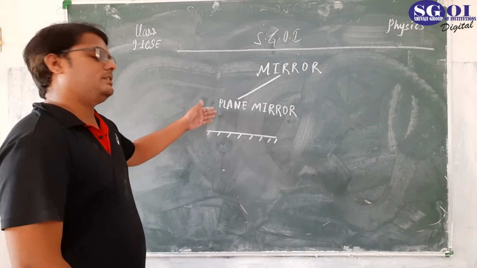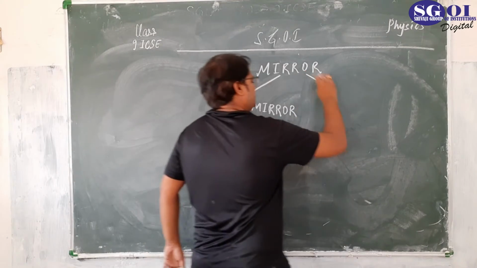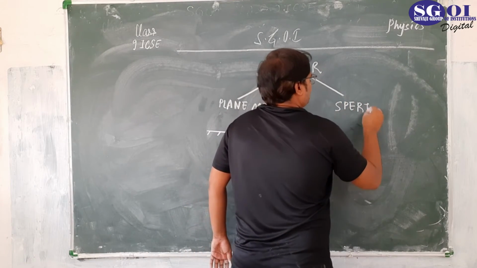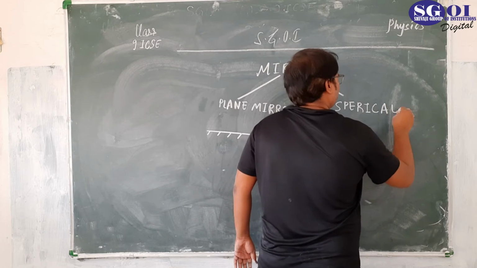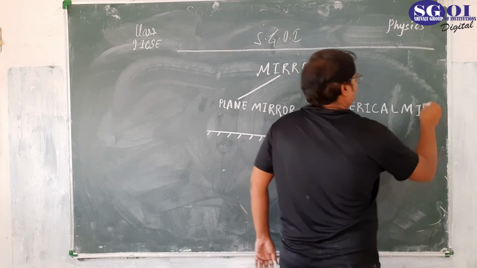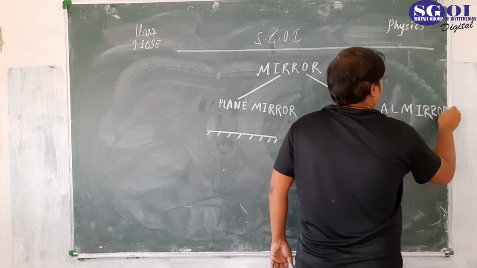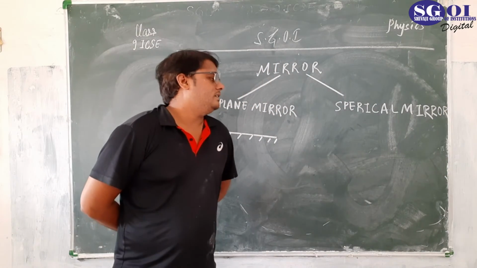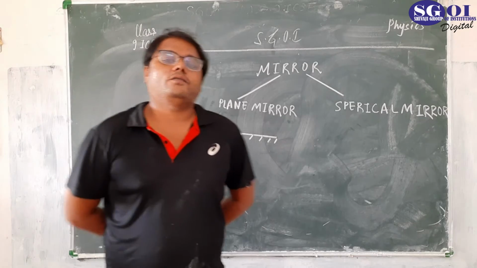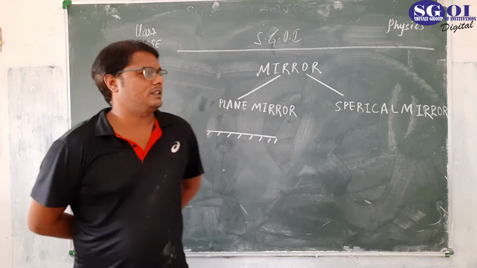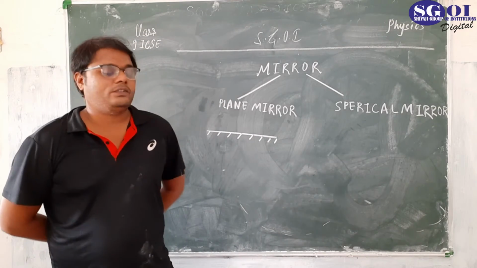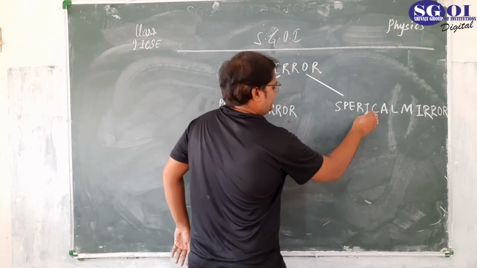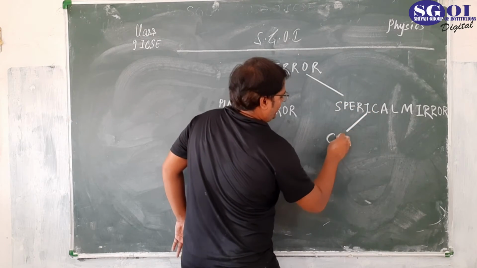So you form a plane mirror like this. Second is spherical mirror. What is a spherical mirror? A spherical mirror is formed when you cut a glass surface from a glass sphere and polish one of its sides. These are of two types. One is concave.